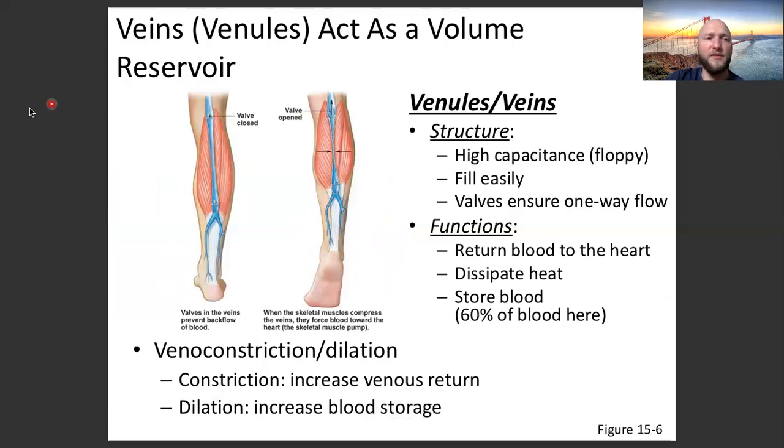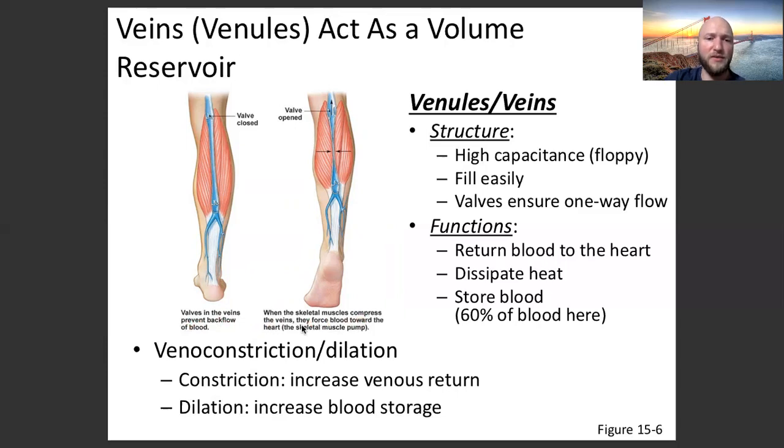So right here, we can see another thing that's kind of interesting about veins. We have a valve here, and we have a valve here. Pressure gradients help drive blood back to our heart, and sometimes that pressure is actually generated by our muscles. So right here, valves in the veins prevent backflow of blood.